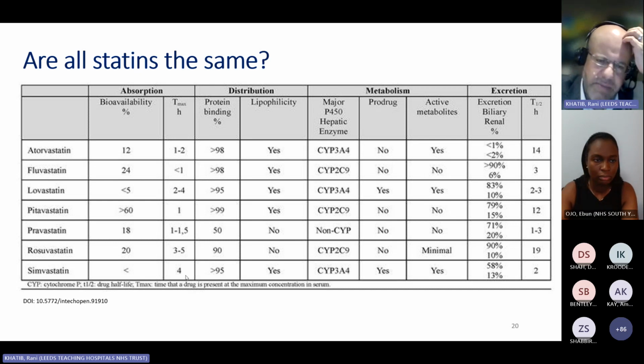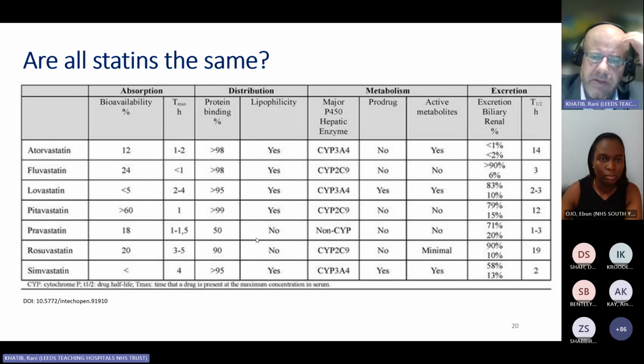Sorry, it's the T-max here. The half-life is a bit longer than that. The half-life of pravastatin is slightly longer, but it is much less than rosuvastatin, which has a much longer half-life. And of course, the lipophilicity differs, so they probably behave differently.